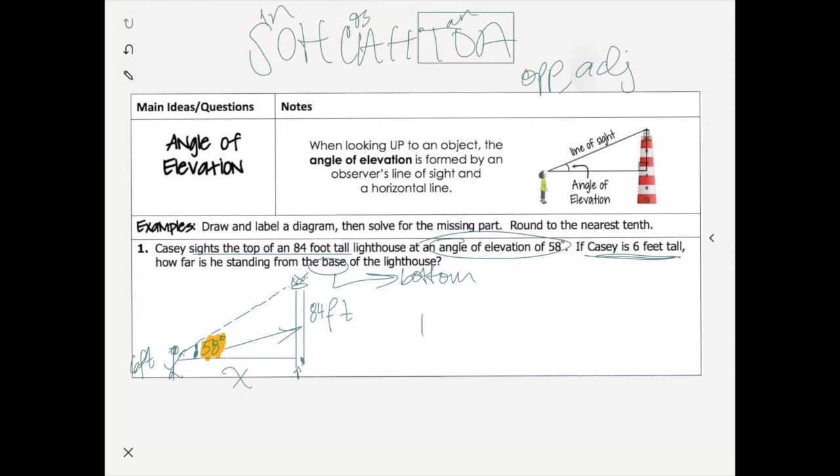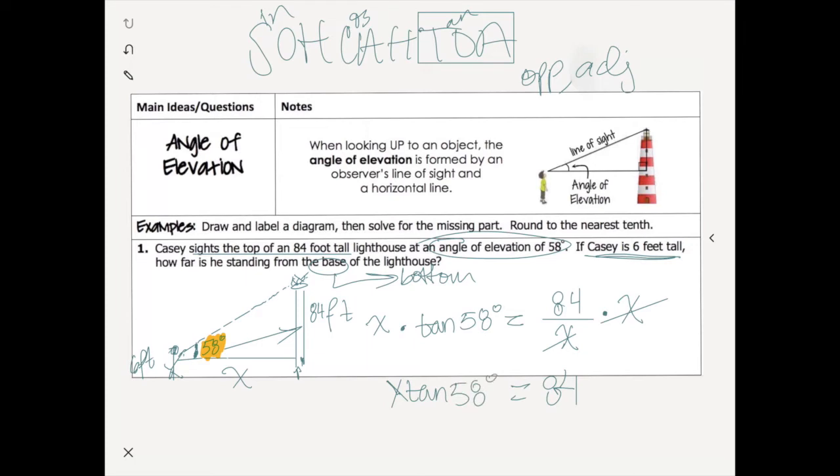And we're going to say that the tangent of our 58-degree angle is equal to opposite over adjacent. So we're going to have 84 at the top. And our adjacent side is x. We have x in the denominator. In order to get rid of this x in the denominator, we need to multiply both sides by x, which means these x's would cancel, and you're left with 84 here. And you can say that 84 is equal to x times the tangent of 58 degrees.